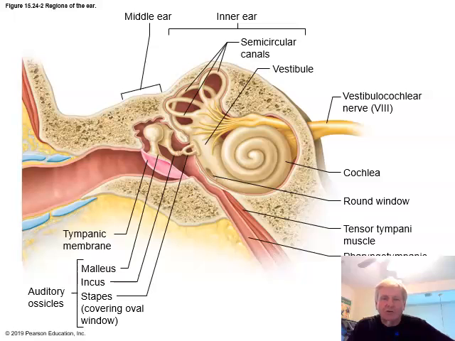You also have a muscle called the tensor tympani muscle, and another muscle called the stapedius muscle, which they don't show here. But they're going to serve to stabilize the ossicular bones during very extreme sounds.